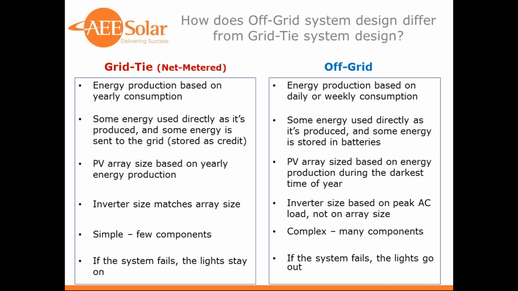And in a grid-tie system, if the system does fail, the lights still stay on. You'll probably get a call on Monday morning that there's something wrong with the system, or you may not get a call for a month, when they get a higher electric bill from the utility company, but the lights are still running. In an off-grid system, if the system fails, the lights go out, and you'll get that call on Sunday morning instead of Monday morning. So be aware that you become the energy company for your customer. Should they have problems in an off-grid system, the installer is likely the first person they're going to call.